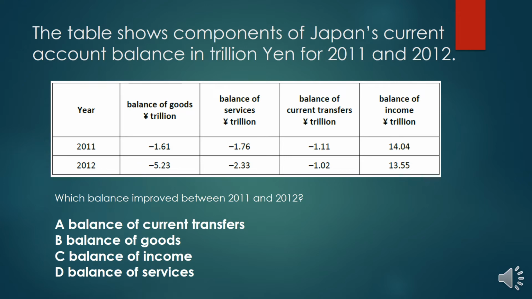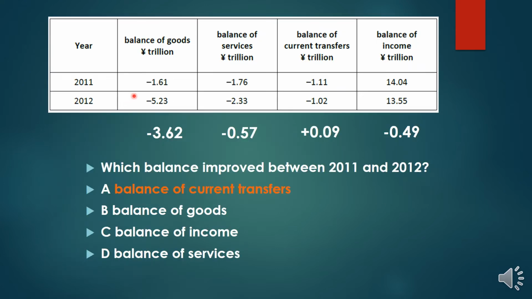Okay, let's check. So I just calculated the difference between these. That means here negative 3.62 trillion yen. Then here negative 0.57 trillion yen. Then plus 0.09 trillion yen. This account is showing an improvement. You can see a plus sign, isn't it? When you take the difference between these two numbers, it is positive. But here balance of income is also negative 0.49. In this case, only balance of current transfers is showing a positive, isn't it?